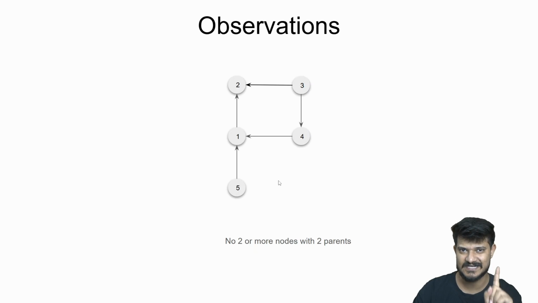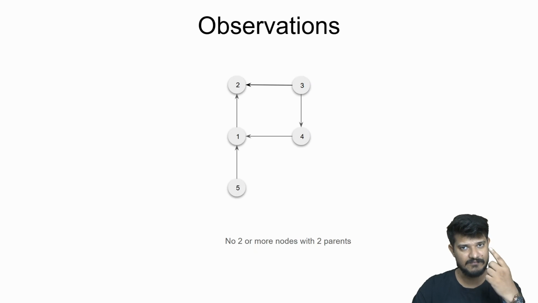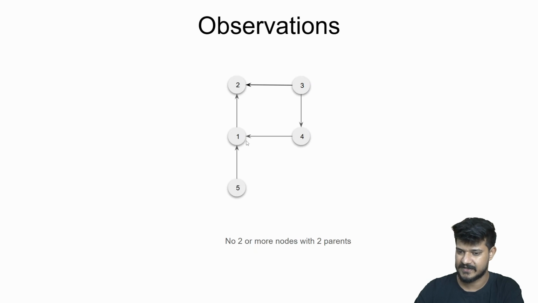After removing exactly one edge, because that's exactly what we have to do. We have to remove one edge and it would become back a tree, right? It won't happen. Let's say in this example we have two nodes with two parents, right? Two has 1 and 3 as parents, one has 5 and 4 as parents.